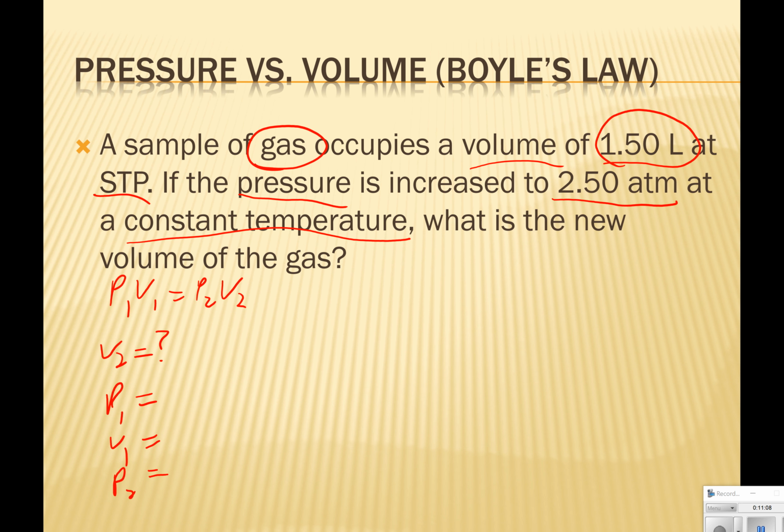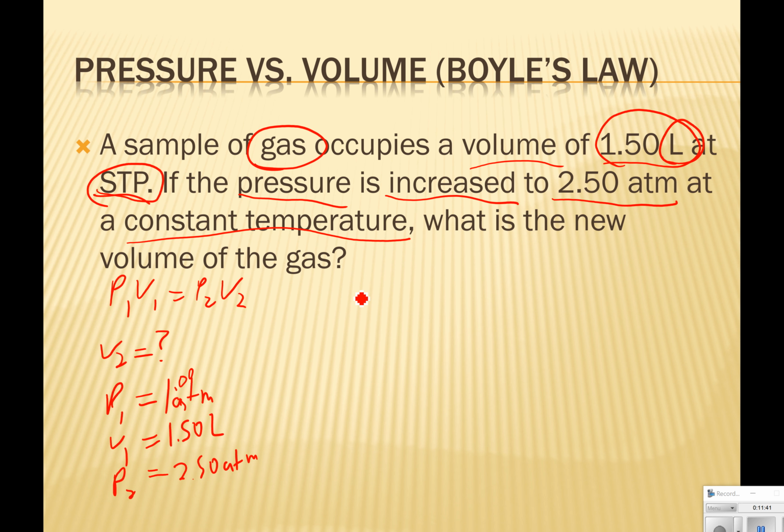Our initial pressure is STP, so I'm going to use 1 atmosphere from table A. That's 1.00 atmospheres. The initial volume, V1, is 1.50 liters, volume indicated by the liter there. And the pressure's increased to 2.5 atmospheres. And we're going to solve for our V2.